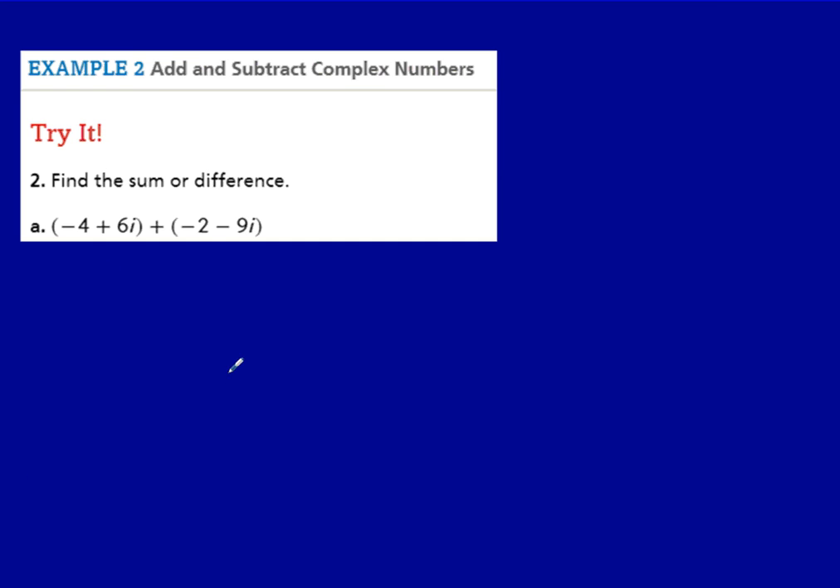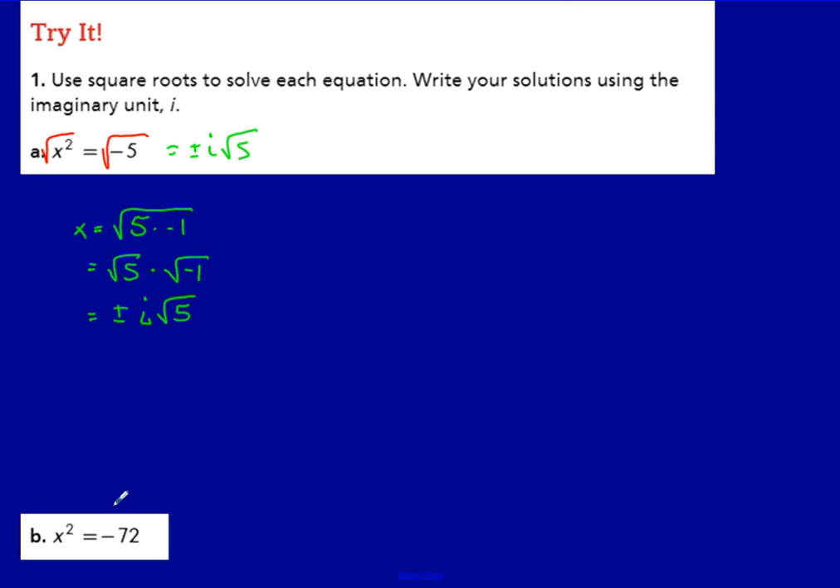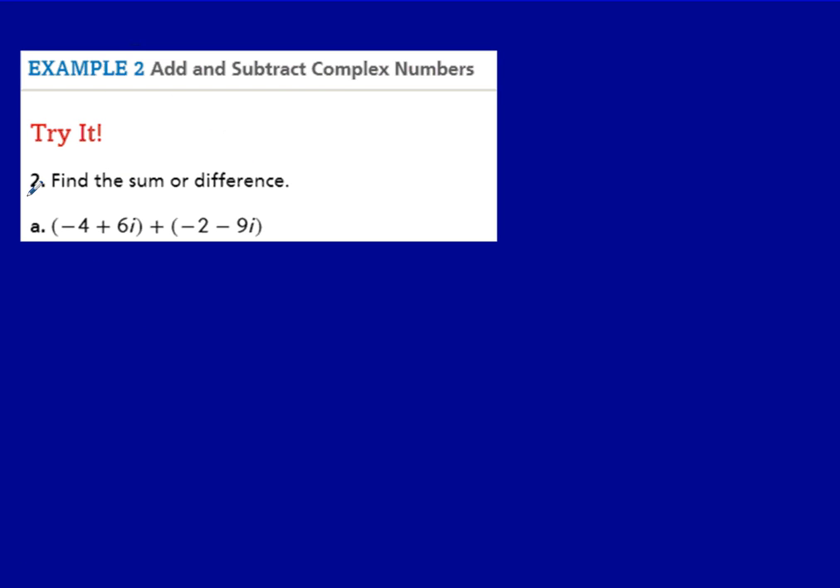So here, I think, did I leave another part out here? Okay, so we're going to do part B in class, by the way. We'll do that one in class. Example 2, try it. We're going to be adding complex numbers.